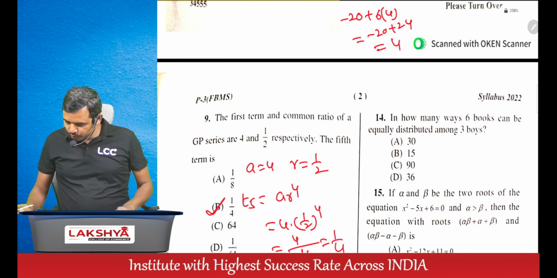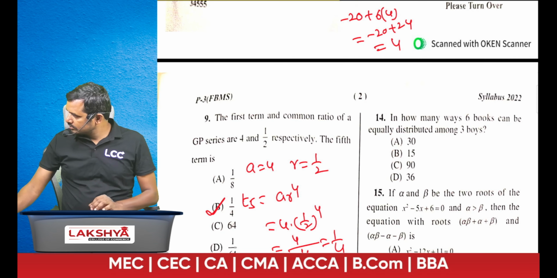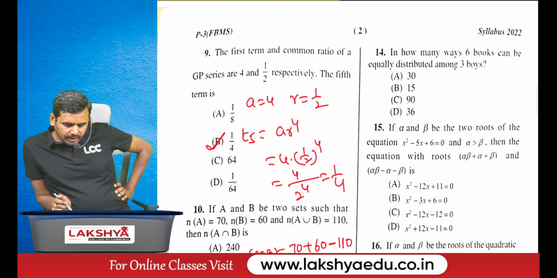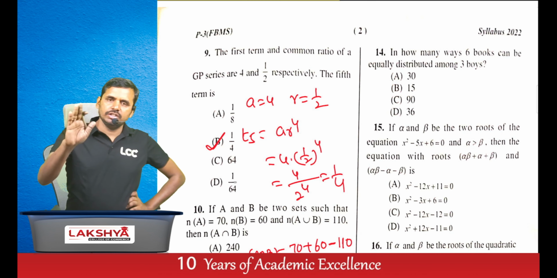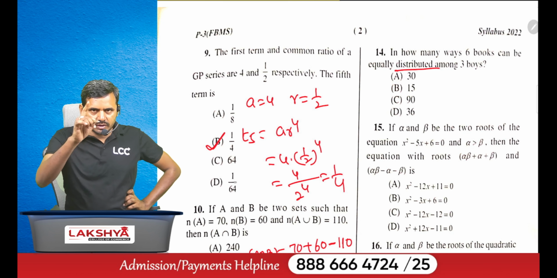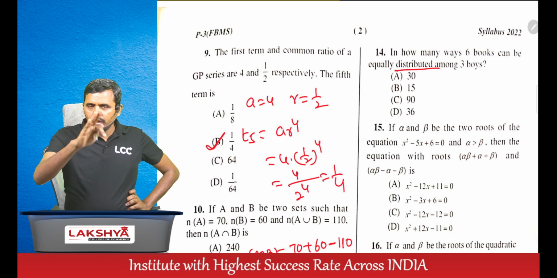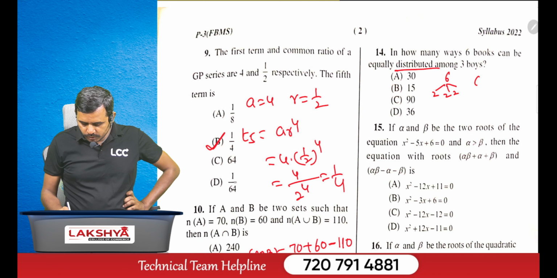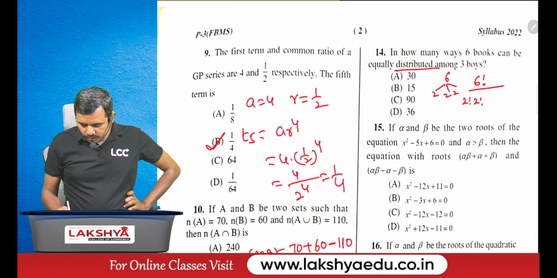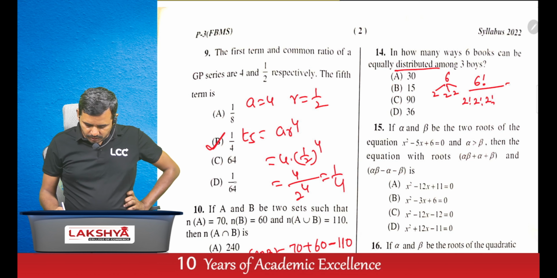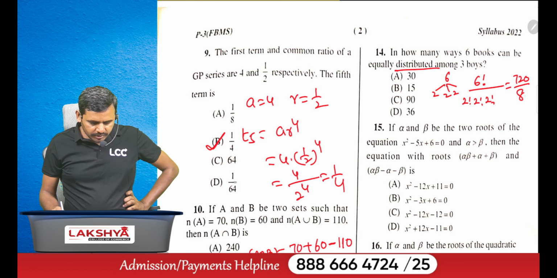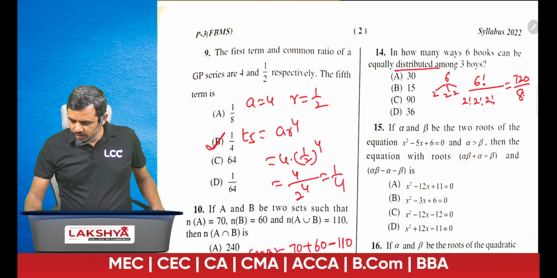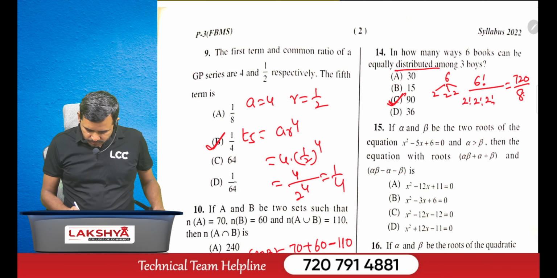Next, problem number 14. In how many ways can 6 books be equally distributed among 3 boys? Distribution means a permutation, it's not a combination. Okay, 6 books can be divided equally among 3 members, and every person gets 2 books. That is 6 factorial by 2 factorial into 2 factorial into 2 factorial, which is equal to 720 by 8, right? 720 divided by 8, which is equal to 90.